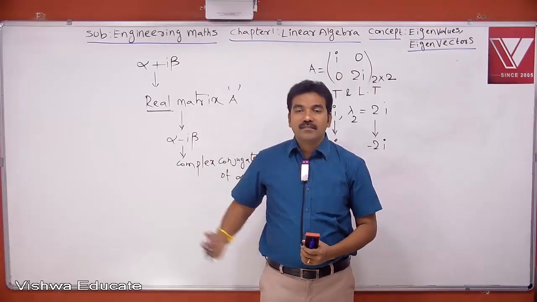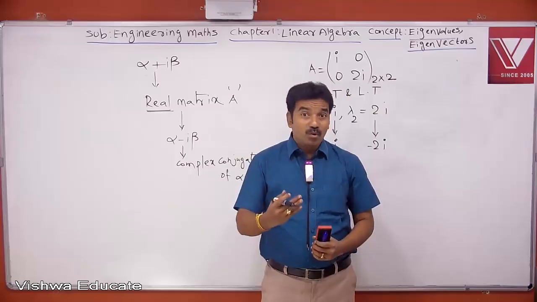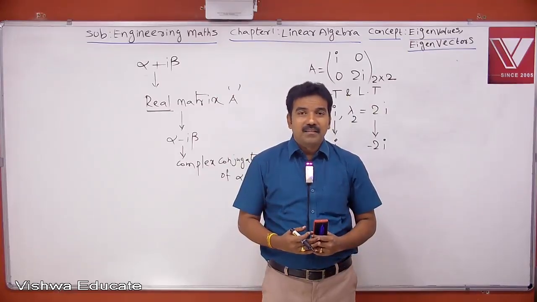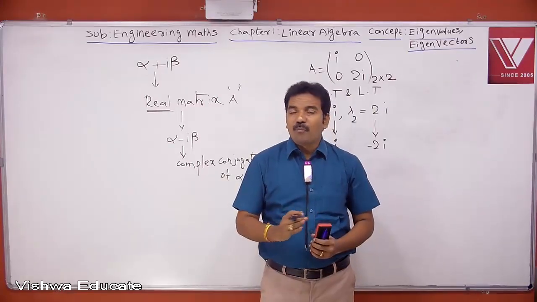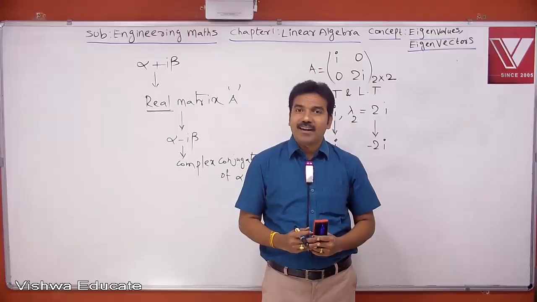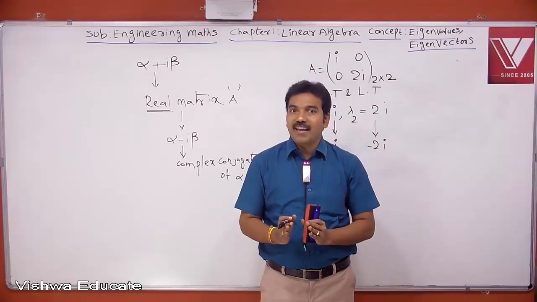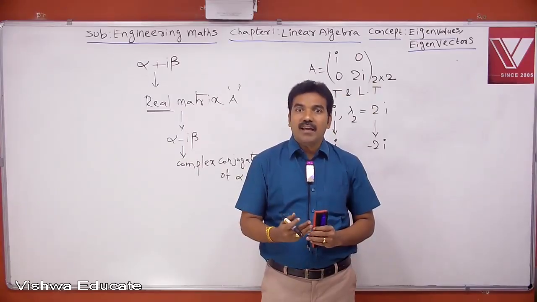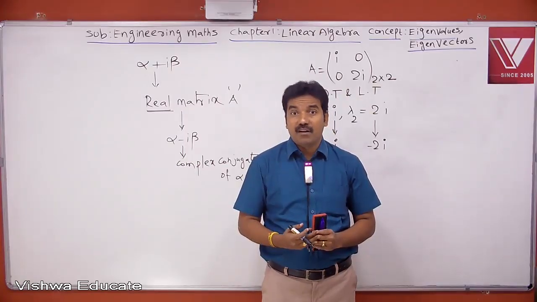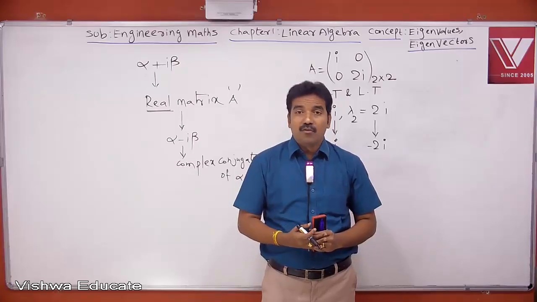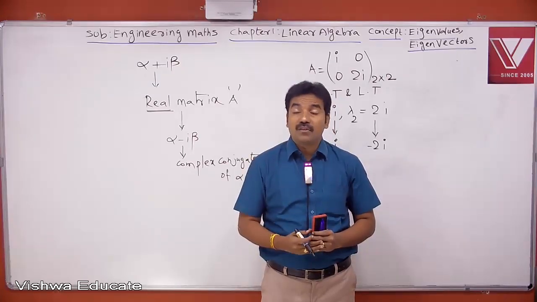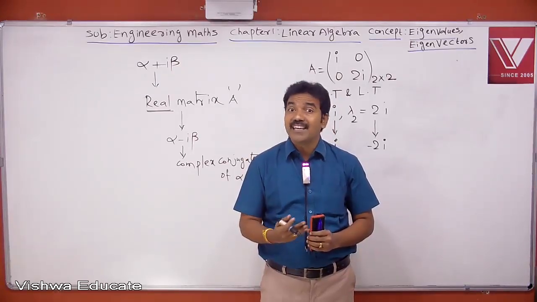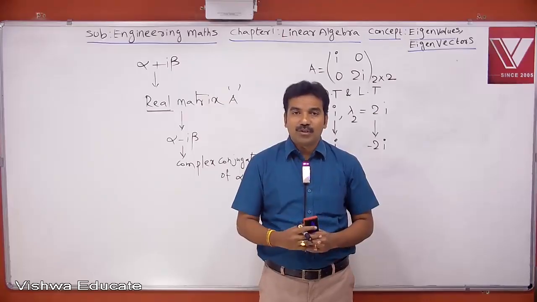Now based on this point, we will make one more comment. The number of complex eigenvalues of a real matrix is always even. If I have 2 plus i as an eigenvalue, then 2 minus i becomes an eigenvalue. If I have i as an eigenvalue, then minus i becomes an eigenvalue. Of course, real matrix. Therefore, the number of complex eigenvalues of a real matrix is always even. Note this point.